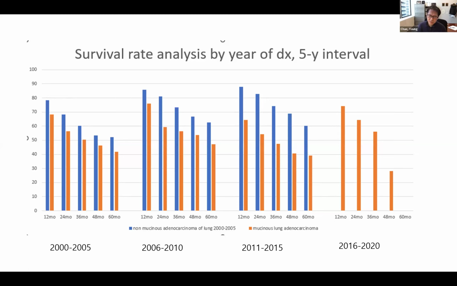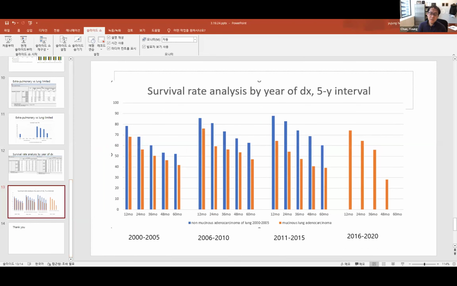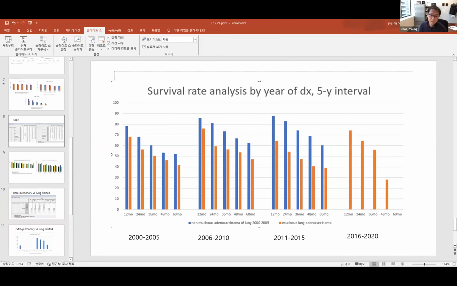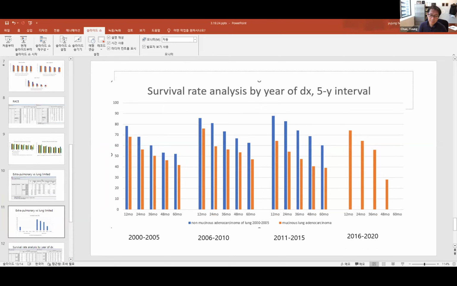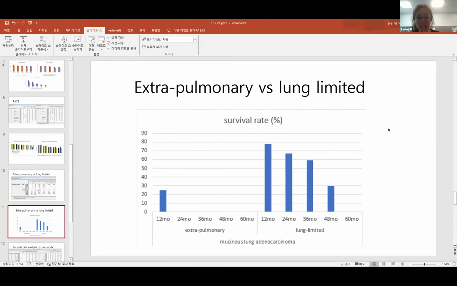Okay, so go back to the previous figure. No, 11. So when we say lung limited, because we're thinking about these patients, of course stage 1, 2, 3 is all lung limited. If you combine them, you're comparing apples to oranges. Extrapulmonary is by definition stage 4.